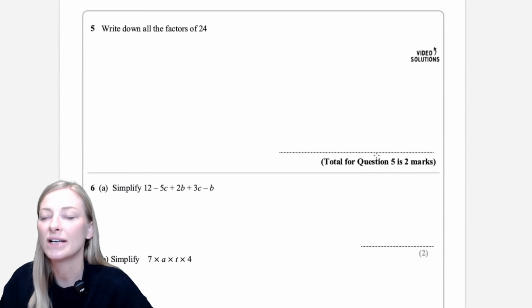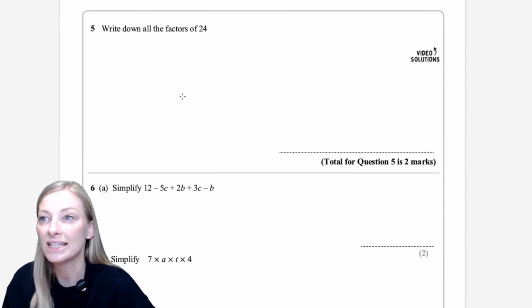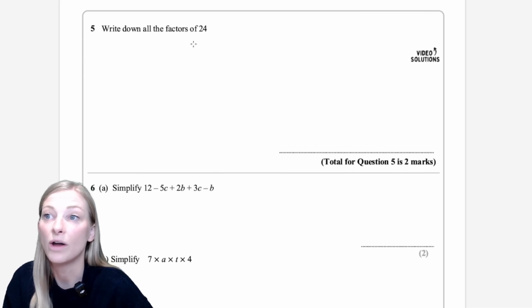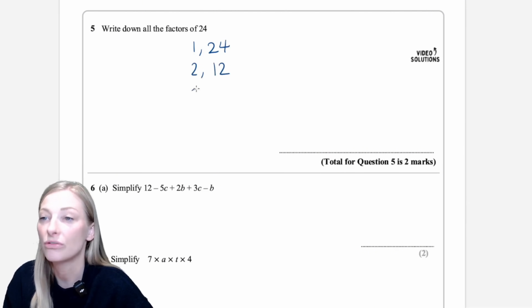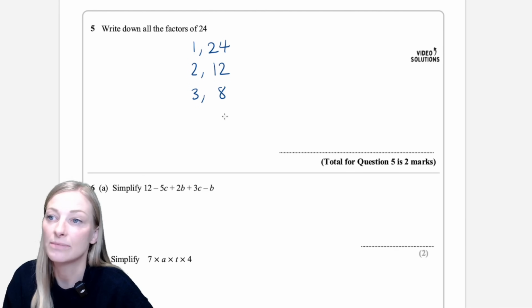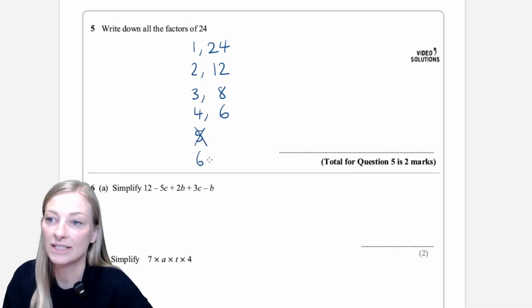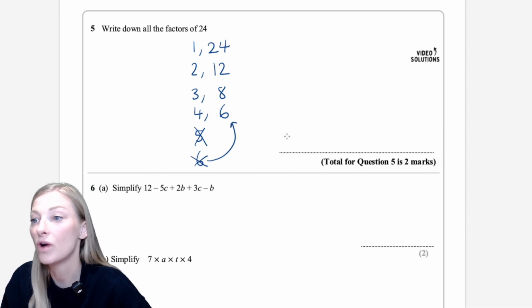Question number 5, write down all of the factors of 24. So when we're writing down factors, we need to think about the numbers that fit in an exact number of times. So I'm going to start with 1, and 1 and itself is always going to be a factor, so 1 and 24. Then does 2 go in? Yes, it does 12 times. 3 goes in, and it's 3 times 8 to make 24. 4 goes in 6 times, and 5 doesn't go in. And we don't need to worry about 6 because we've already got it on that side, and that means we've covered them all. So I'm now just going to write that out in order.